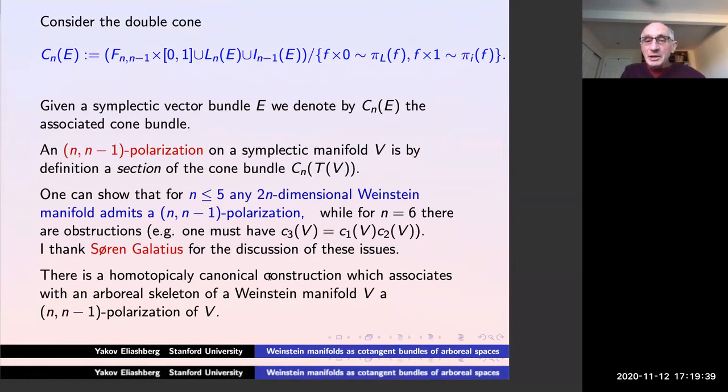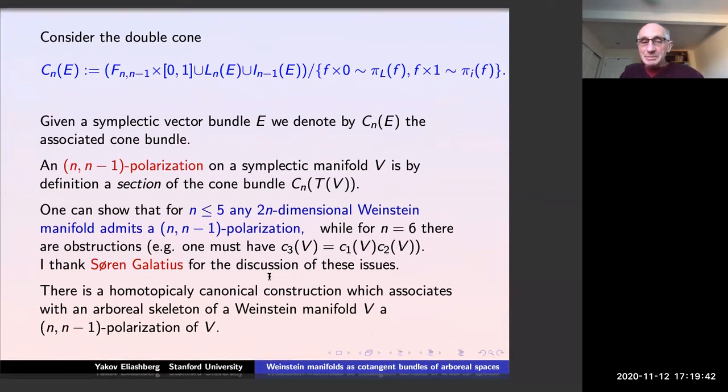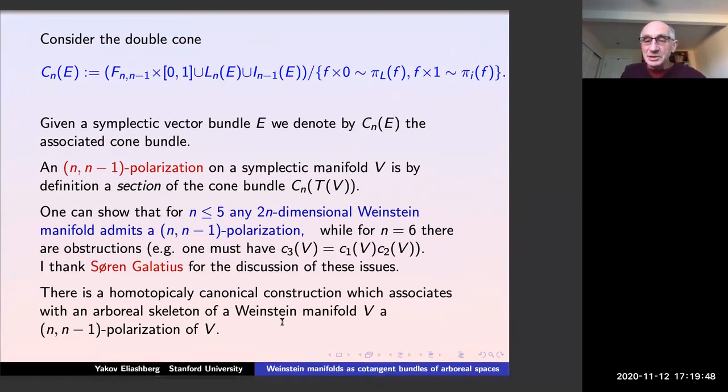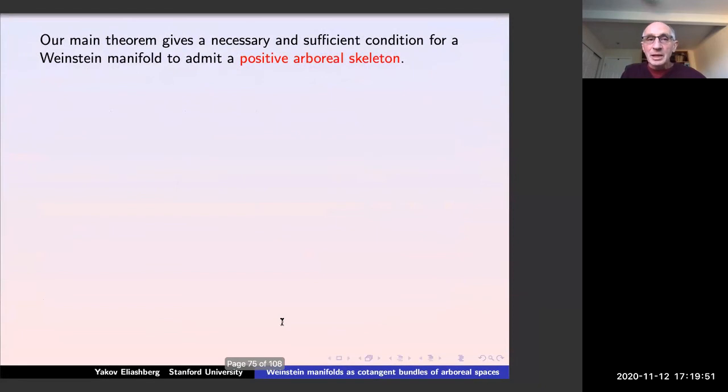Conversely, if you have an arboreal skeleton, it's pretty easy to construct this (n-1)-polarization. So it's a necessary condition for arborealization. We hoped that maybe the polarization condition is too restrictive for arborealization, and that maybe there is some different, canonical list of singularities. But frankly, I doubt it. I think if you don't have any constraint on the tangent bundle of the manifold, then you cannot prove anything.